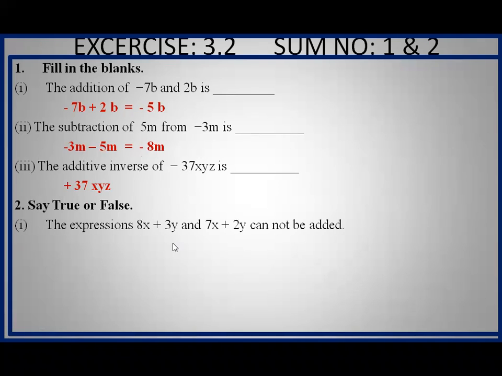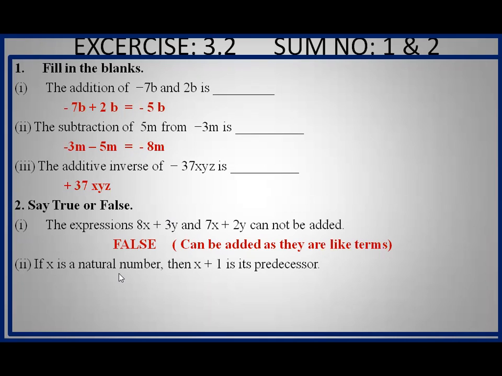Say true or false. The expressions 8x plus 3y and 7x plus 2y cannot be added. Here you have 8x, 7x, 3y and 2y. Now here we are saying 8x plus 3y and 7x plus 2y. All the terms are not alike, x and y terms are there. So it is false. All the four terms cannot be added together.